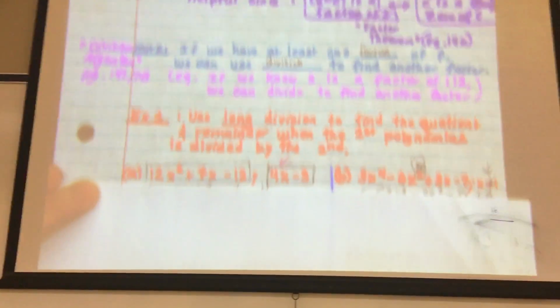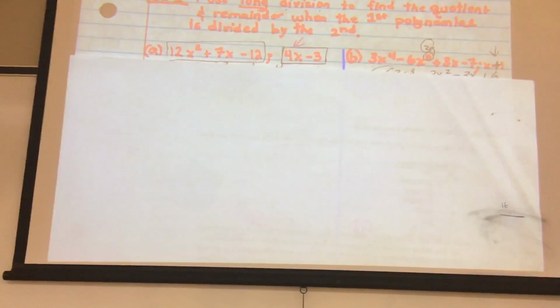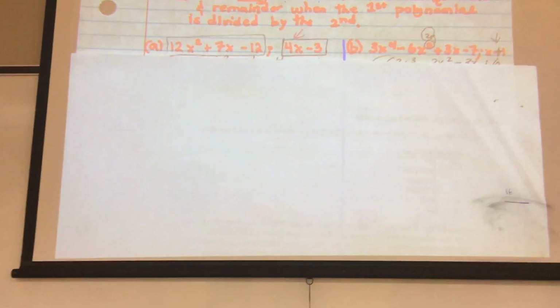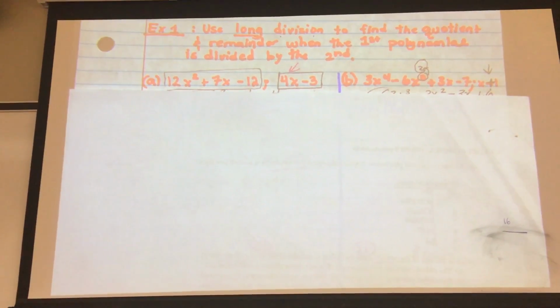Okay, so let's take a look at this first one. Use long division to find the quotient. The quotient is just the answer to a division problem. And the remainder when the first polynomial is said to be divided by the second.